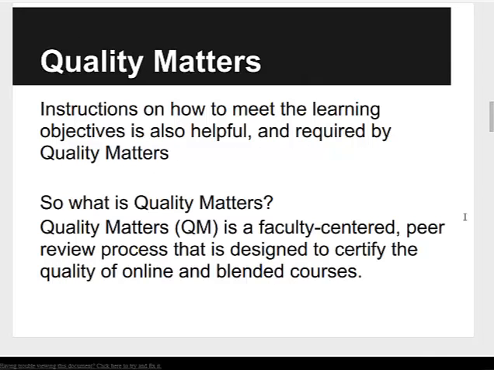If you are not building a foundational studies course, this may not apply to you. Throughout this course, we are implementing elements of Quality Matters. Instructions on how to meet the learning objectives is helpful and required by Quality Matters. So Quality Matters, or QM, as we might call it, is a faculty-centered peer review process and is designed to certify the quality of online and blended courses. And this is established through a rubric, and you will submit elements or activities throughout the course and see these rubrics. And you can also click on a link, and we provide you a link to these rubrics as well.